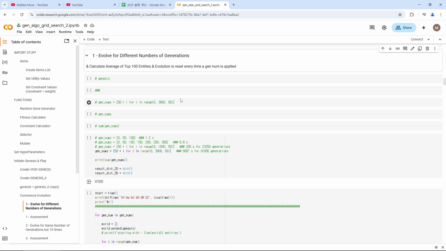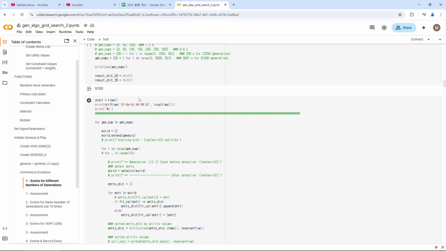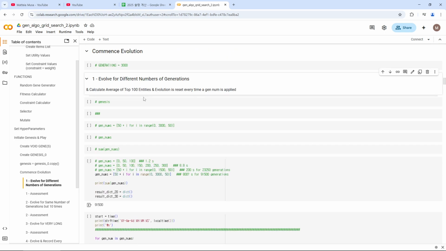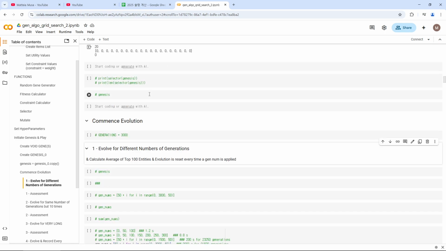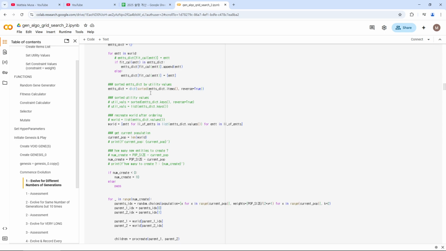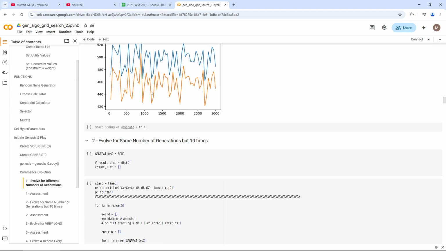The first part, step 1, or phase 1, stage 1, is again to evolve for different numbers of generations. For how many? For 20. For 20 entities in a generation. And once that is done, draw the graph.